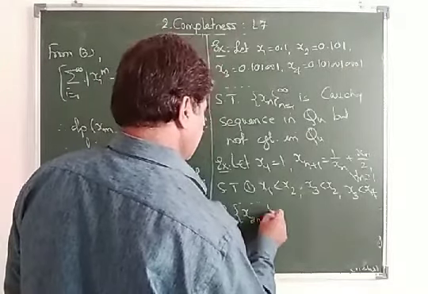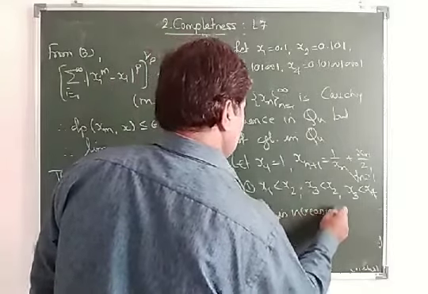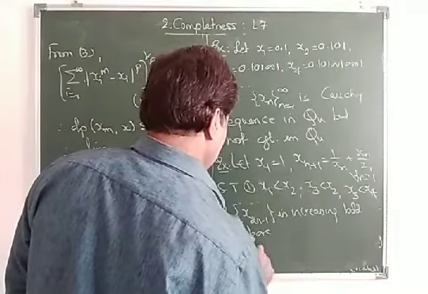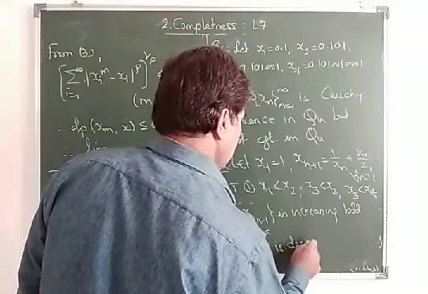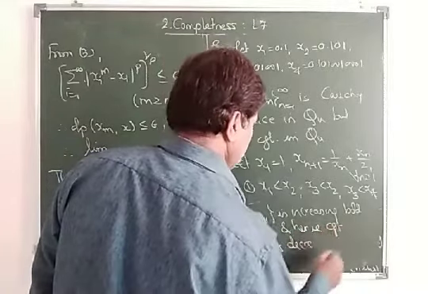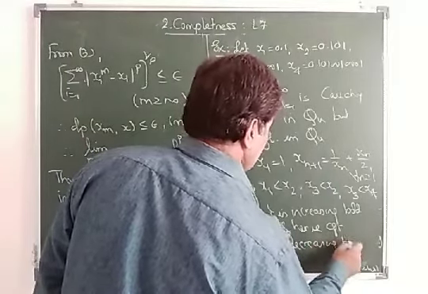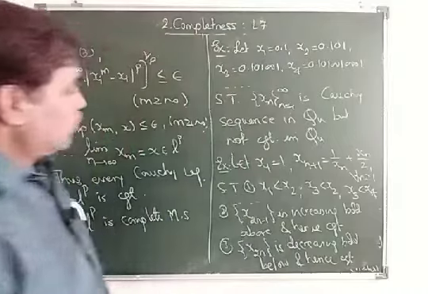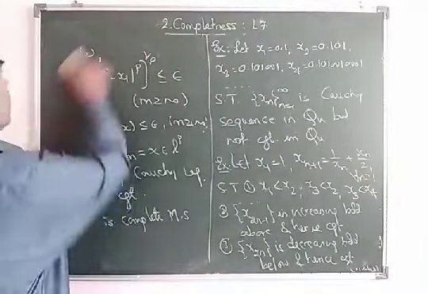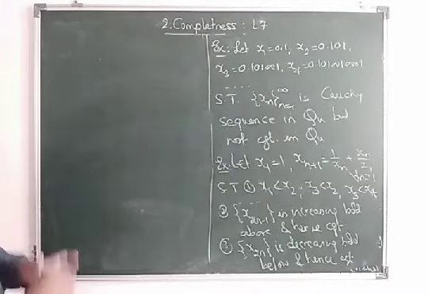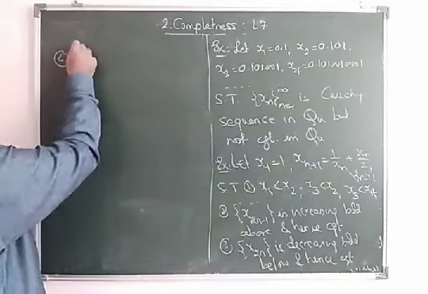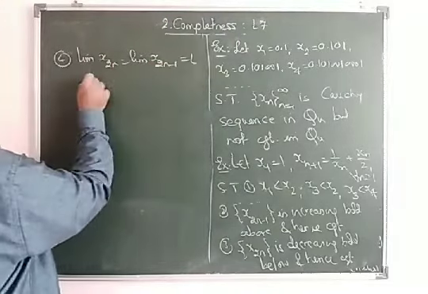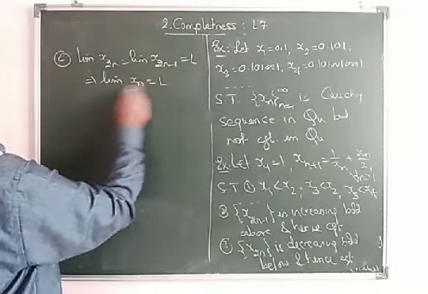Second, x2n minus 1 is an increasing, bounded above sequence. Third, x2n is decreasing, bounded below, and hence convergent. Fourth part, limit of x2n is equal to limit of x2n minus 1, which is equal to L, implies the limit of xn is equal to L, which is equal to root 2.